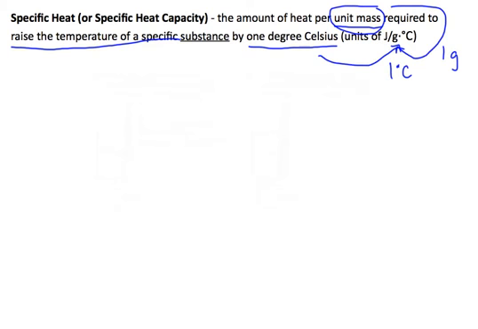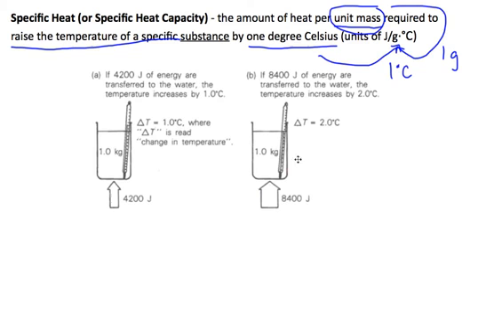And so I can try to sort of illustrate this a little bit with this example using water. And so in the first example, part A, we transfer 4,200 joules of energy to the water, mass of 1 kilogram. And when we do that, we see an increase in temperature of 1 degree Celsius. So that's based on the specific heat capacity of water.